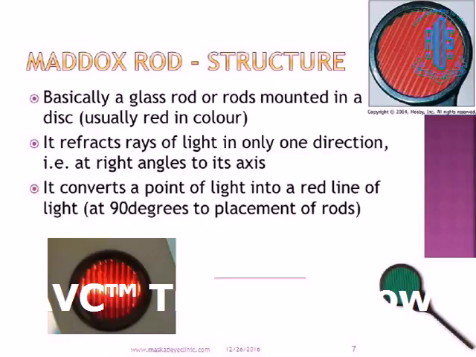How do you do that? This Maddox rod is basically a glass rod or rods mounted on a disc like this. Usually it's red in color, you can have green ones as well. It refracts the rays of light in only one direction, so at right angles to its axis. So if you keep the Maddox rods vertical in front of one eye, the patient will see a horizontal line through this eye.